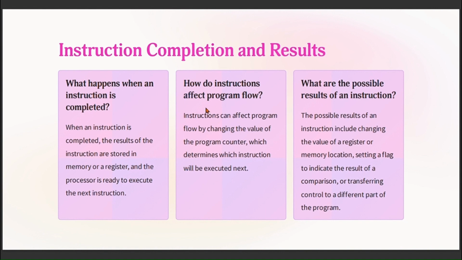How do instructions affect program flow? Instructions can affect the program flow by changing the value of the program counter, which determines which instruction will be executed next. What are the possible results of an instruction? The possible results of an instruction include changing the value of a register or a memory location, setting a flag to indicate the result of comparisons, or transferring the control to a different part of the program.